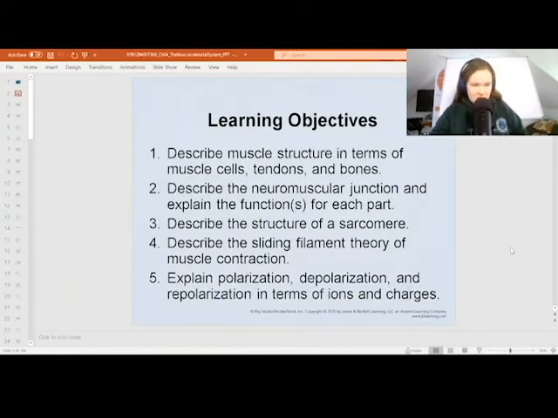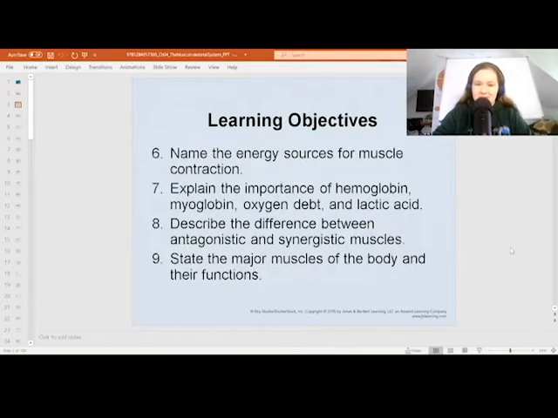We've got, once again, learning objectives. Describe the muscle structure in terms of muscle cells, tendons, and bones. Describe the neuromuscular junction and explain the functions for each part. Describe the structure of a sarcomere. Describe the sliding filament theory of muscle contraction. Explain polarization, depolarization, and repolarization in terms of ions and charges.